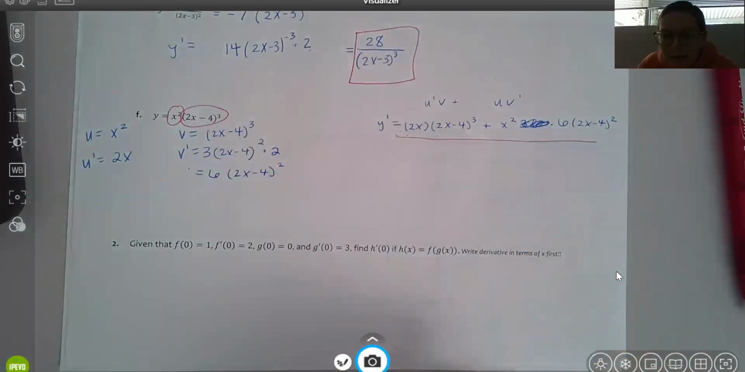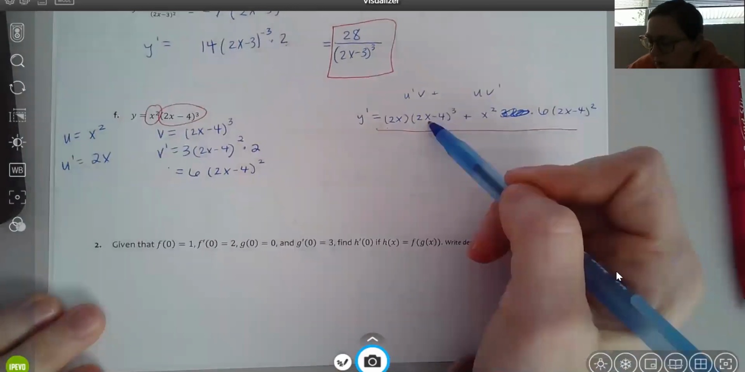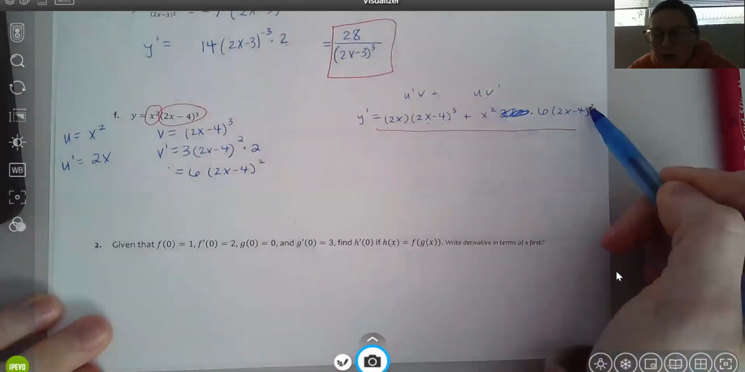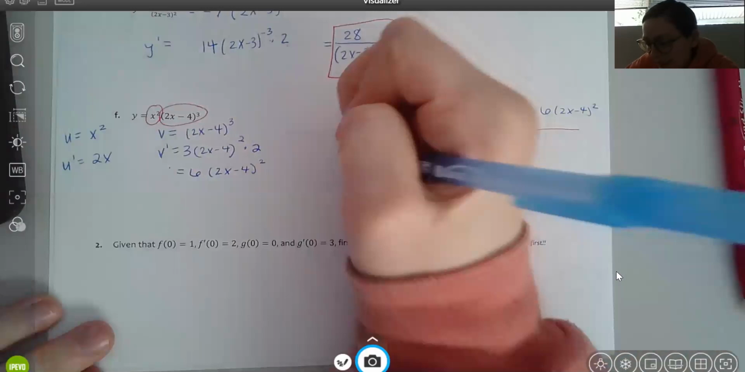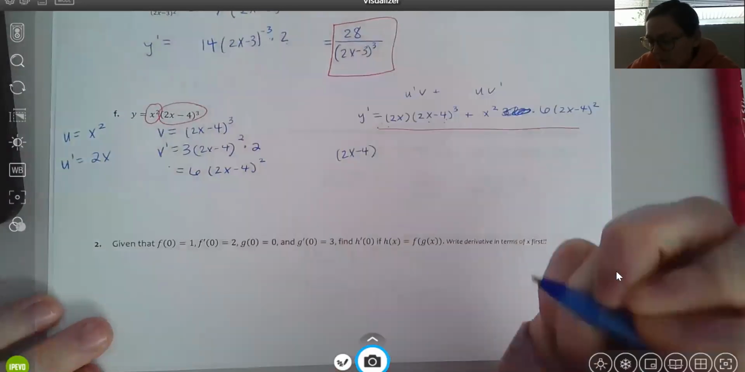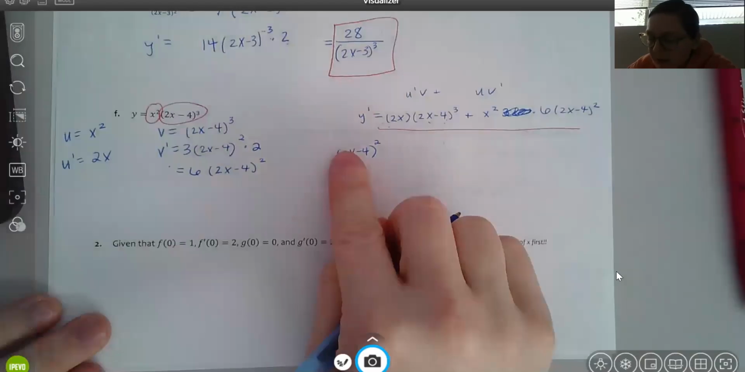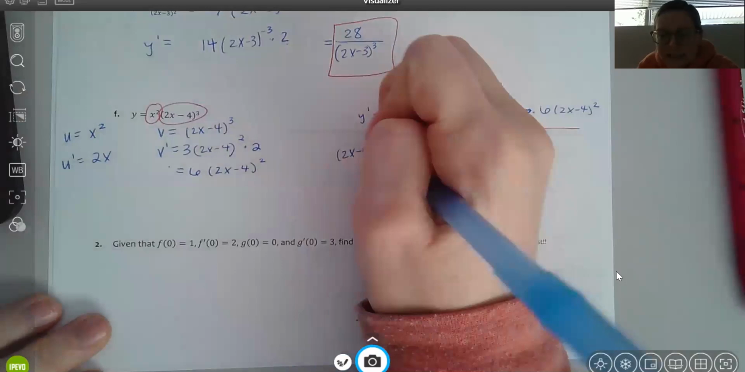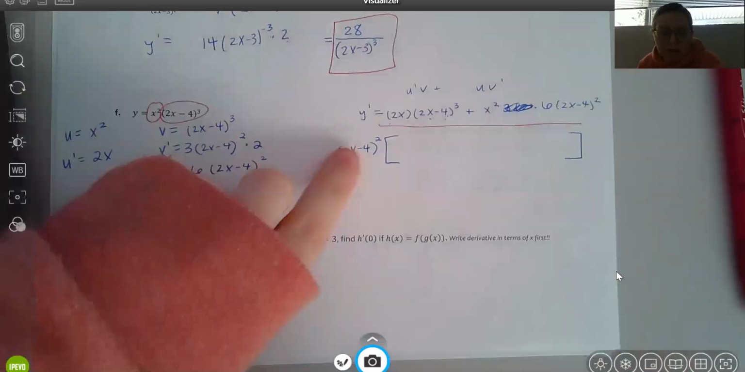So I have a common factor of a 2x minus 4. So this one is 2x minus 4 cubed. This one is 2x minus 4 squared. So think about how many 2x minus 4s do they have in common? Hopefully you said squared, because 3, right, you can pull 2 out, and 2, you can pull 2 out. So then everyone write what's left when you factor out a 2x minus 4 squared.